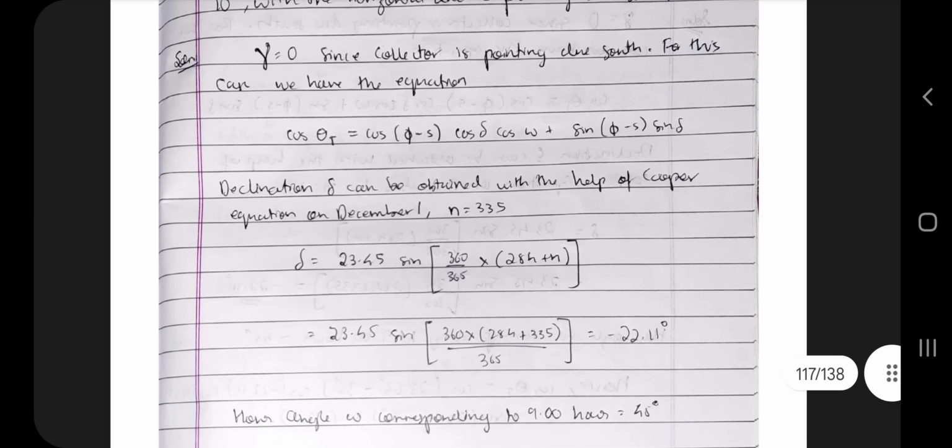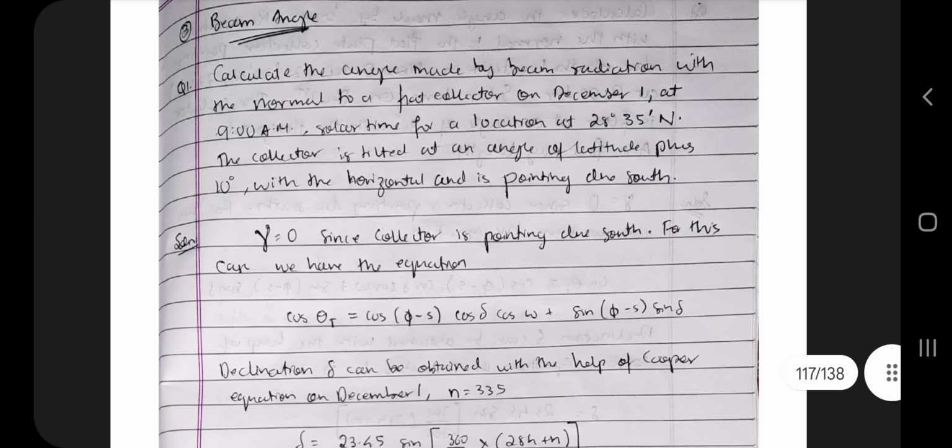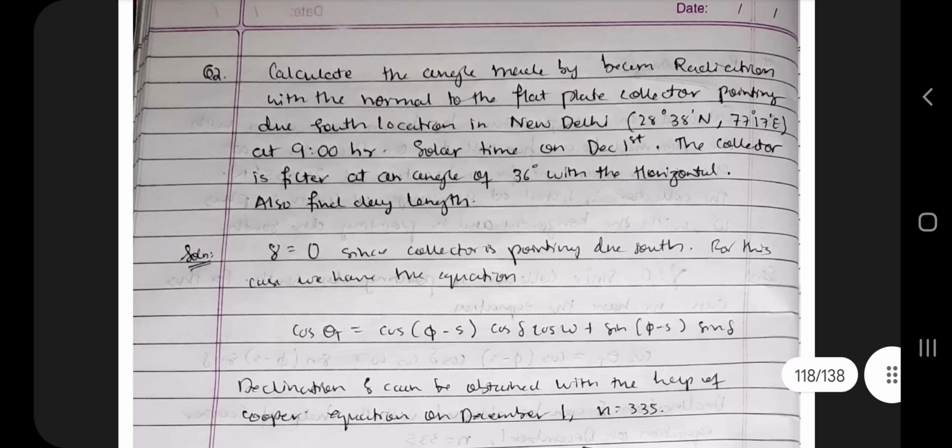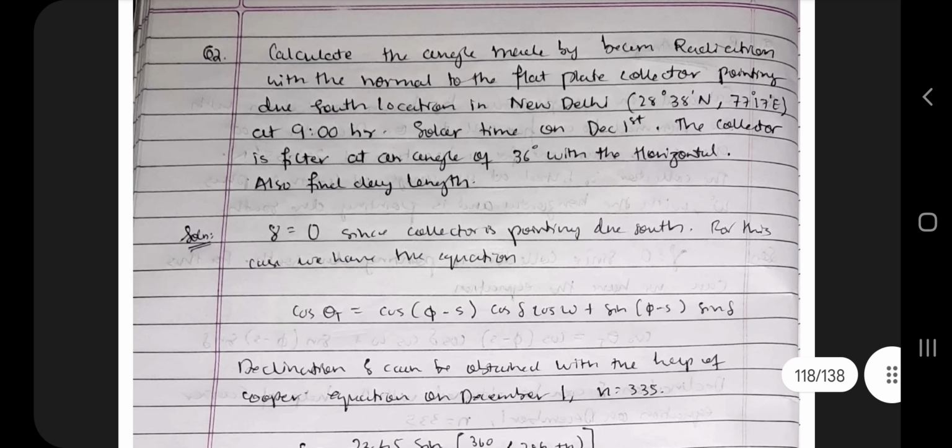So that's what you'll be doing in this equation. They have just asked the theta t value, right? What is the angle made by the beam radiation with the normal of the flat plate collector? This question is also there in the textbook, so go through it. A similar question is here, to calculate the angle made by the beam radiation. Here also the gamma value is equal to 0 because it's pointing to south. Whenever you see the term pointing to south, you have to take the gamma value as 0.